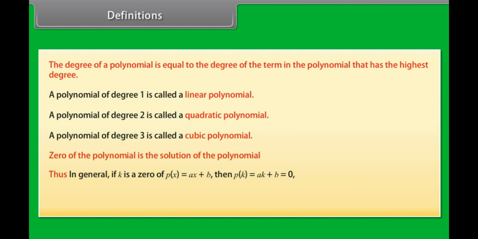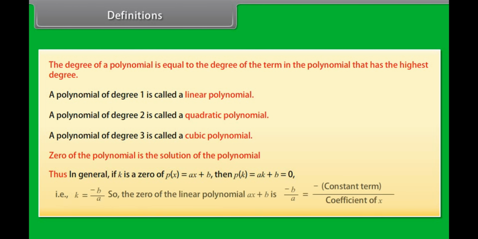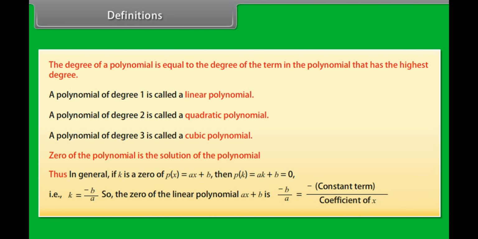Thus, in general, if k is a zero of p(x) = ax + b, then p(k) = ak + b = 0. That is, k = -b/a. So, the zero of the linear polynomial ax + b is -b/a, which equals minus the constant term upon the coefficient of x. Geometrical meaning of the zeros of a polynomial.